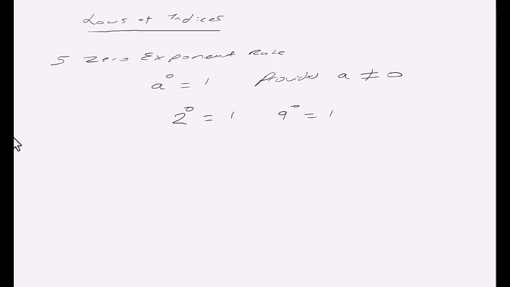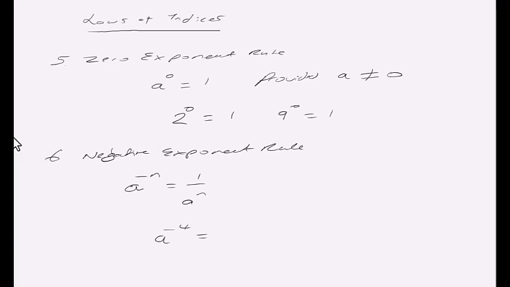Number 6 we will call the negative exponent rule, and this is where you have variable a to the power of minus n. This is the same as saying 1 over a to the n. So if we had variable x to the minus 4, for example, that's the same as saying 1 over x to the 4.